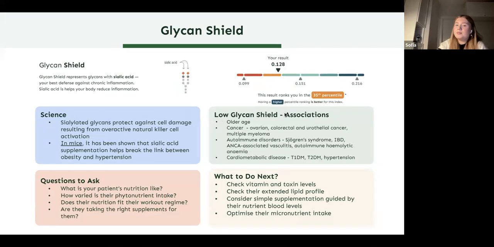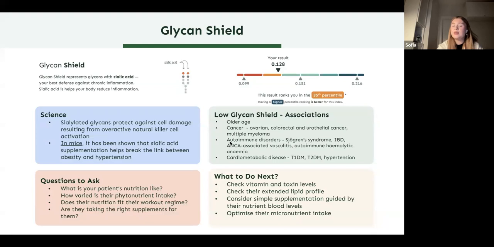A lower glycan shield result is also associated with older age and with cancer, but different types of cancer this time. And again, the same thing applies: it does not mean that your patient has cancer, but this is just something to think about. Here we have ovarian, colorectal, and urothelial cancer, and also multiple myeloma.